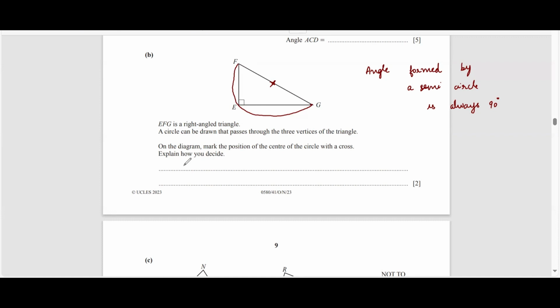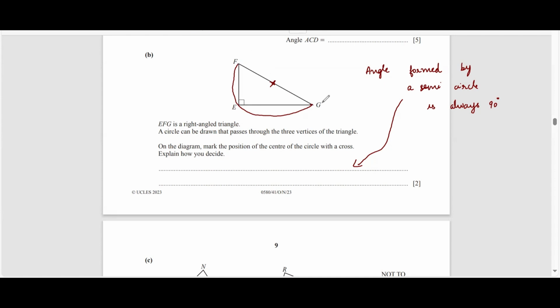Angle formed by a diameter, or angle formed by a semicircle, is always 90 degrees. You can just write down this statement here. You will get 2 marks. So I repeat, the angle formed over here is 90 degrees, and we know that the angle formed by a semicircle, that was one of the circle theorems, is always 90 degrees, or angle formed by a diameter is always 90 degrees.